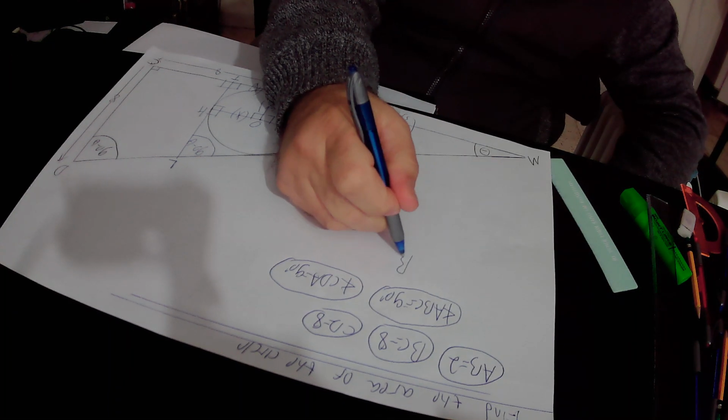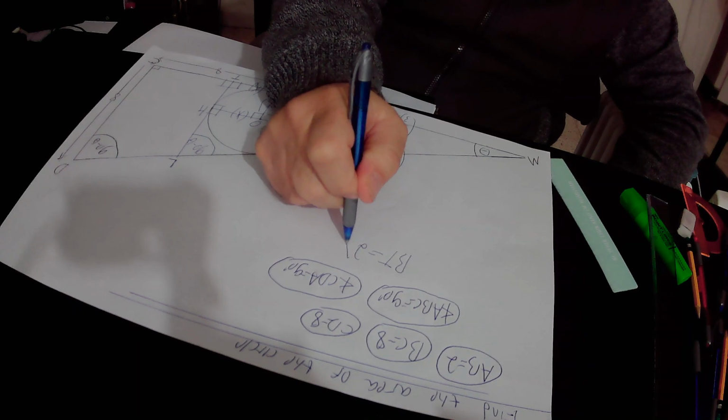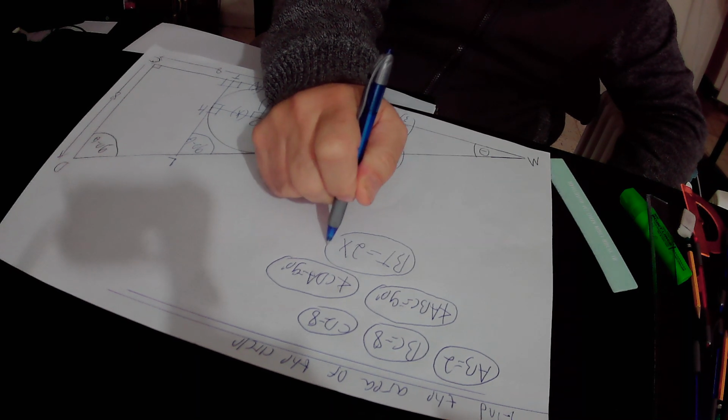So I write it down. Line segment BT equals 2x units in its length. Okay.